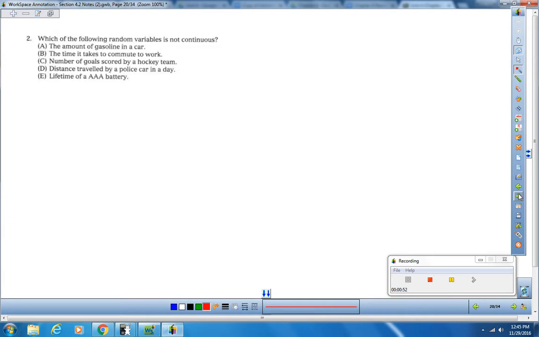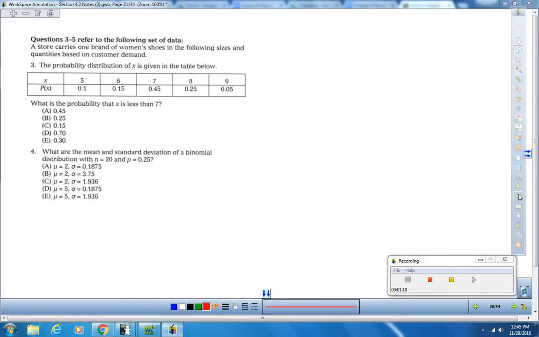The second one, which one of the following is not continuous? Remember, anything that's countable is not continuous. So something like the number of goals scored on a hockey team is countable. The rest of it, distance, time, lifetime, that's all measurements, and measurements are always continuous.